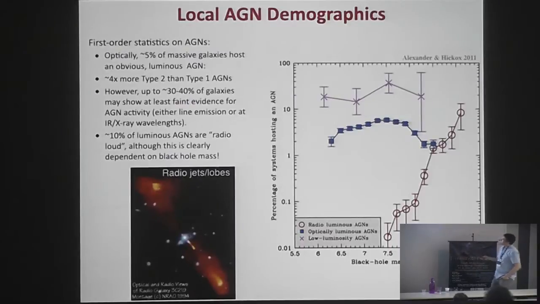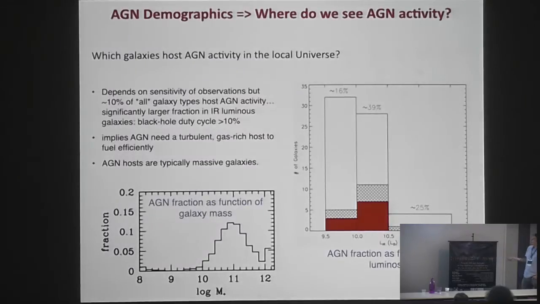Okay. So demographics. Where do we see AGN? Well, in fact, which host galaxies do we see them in? This depends on the sensitivity. As I said, about 10% of all galaxy types host AGN activity, but there are certain types that host it more preferentially, or where it's more obvious. So massive systems, this is now the stellar mass.